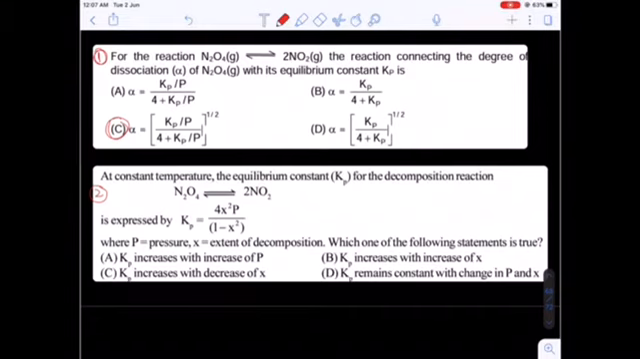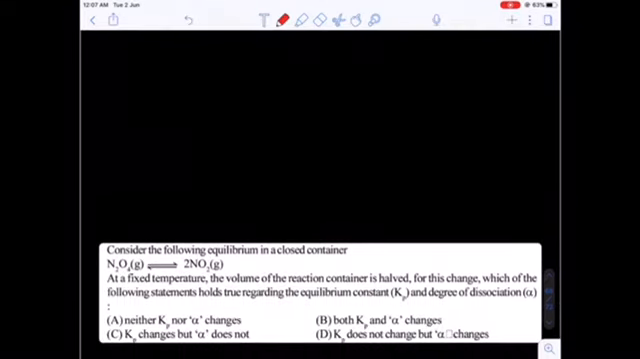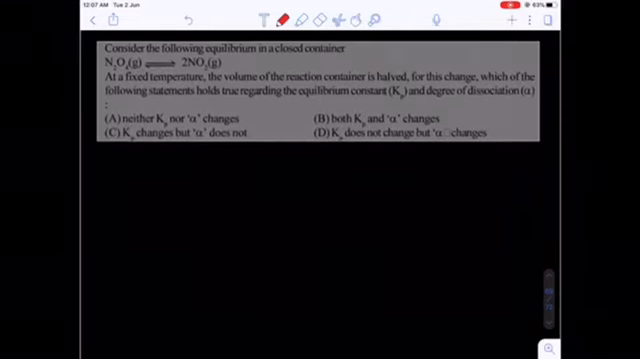Second option, Kp increases with increasing of X, incorrect. Third option, Kp increases with decreasing of X, incorrect. Kp remains constant with change in P and X. Yes, this is the right option. That is option D. The fourth option is the correct option.